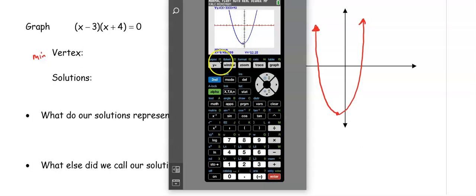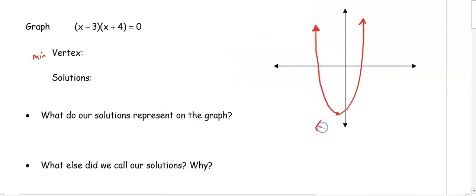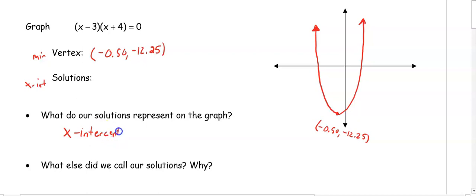So that gives us our minimum is at -0.50, comma, -12.25. So when we're looking for solutions, remember that solutions are also called your x-intercepts. So what do our solutions represent? They represent the x-intercepts, or the zeros, of the graph.